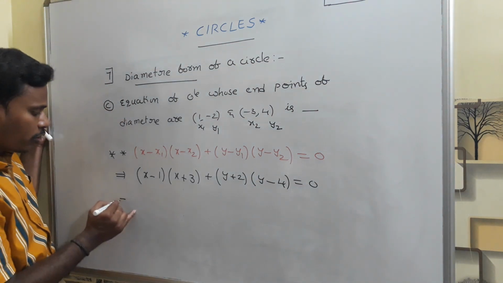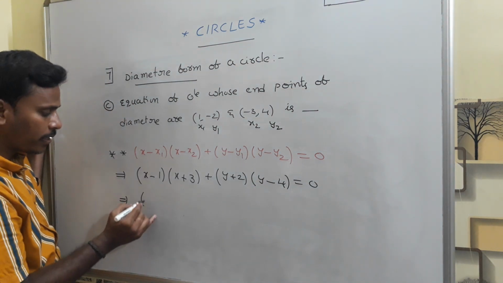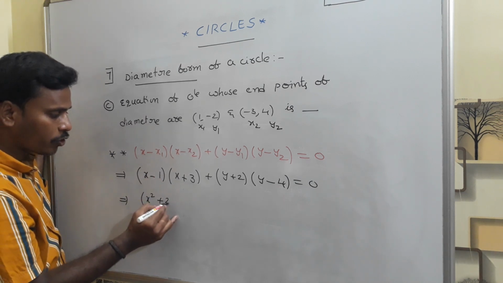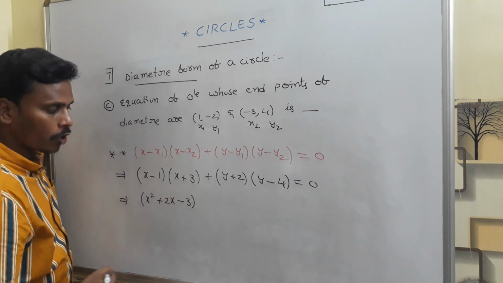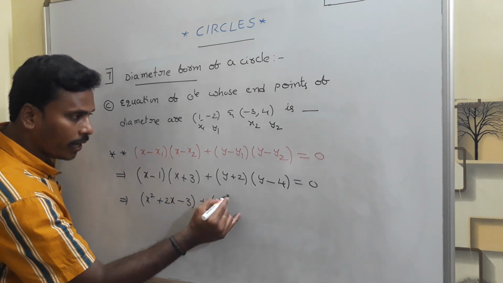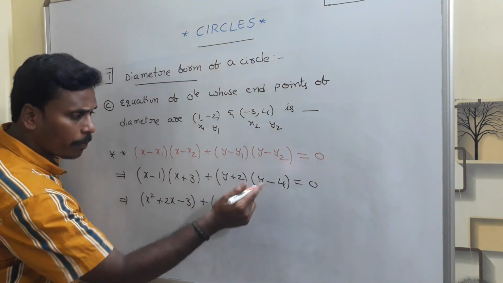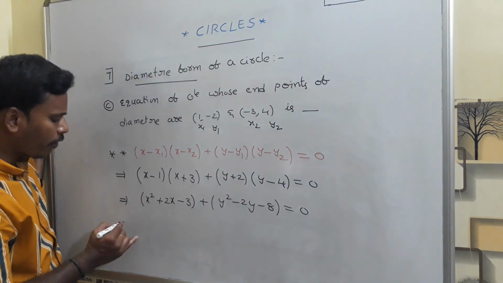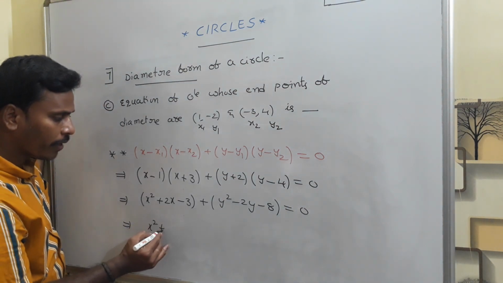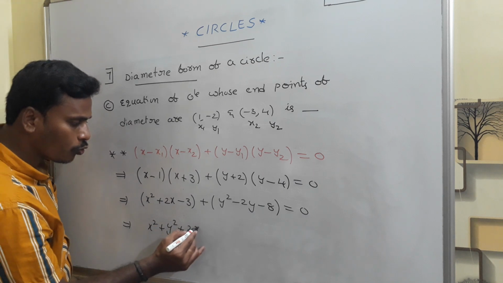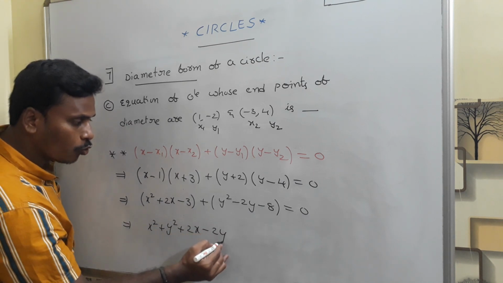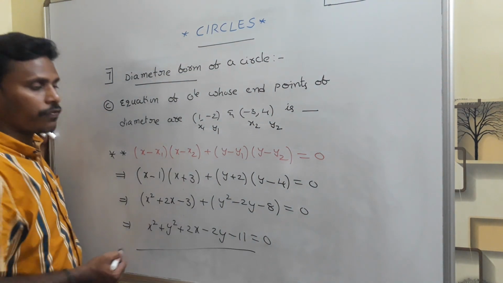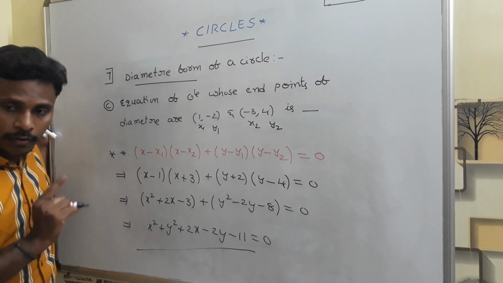And if you try to simplify this, x minus 1 into x plus 3: x square, plus 3x minus x, is plus 2x, minus 3, plus y square minus 4y plus 2y is minus 2y, minus 8 is equal to 0. And on further simplification we will get the general form, x square plus y square plus 2x minus 2y minus 11 is equal to 0. So this is the equation of the circle using this diameter form, right?